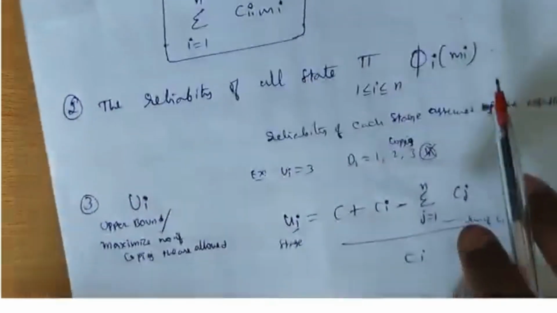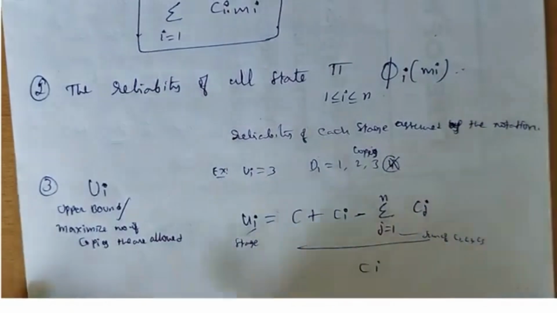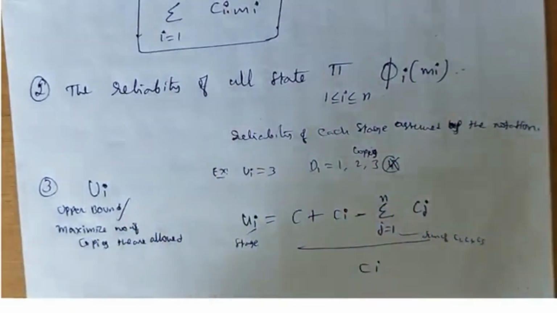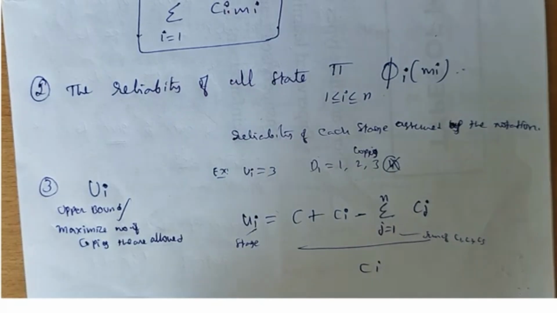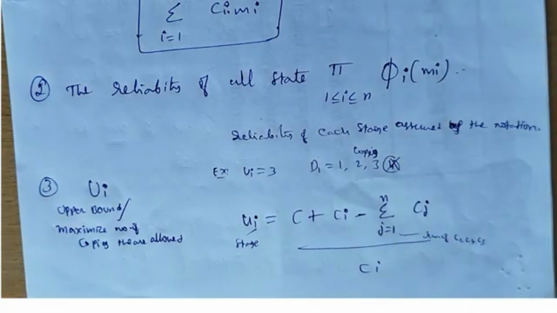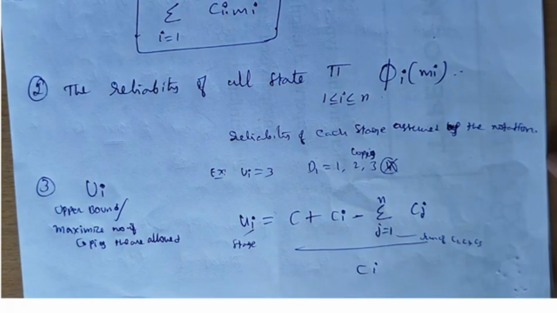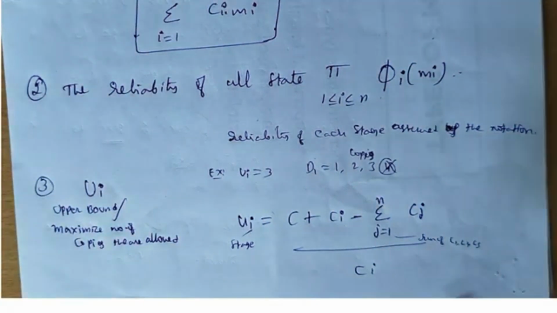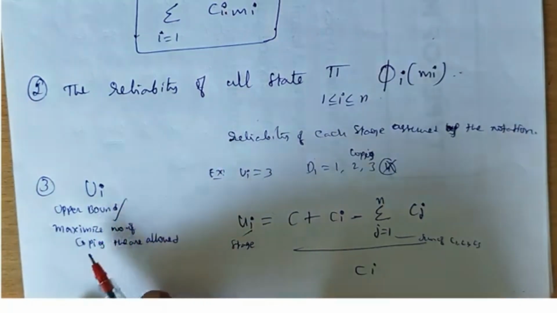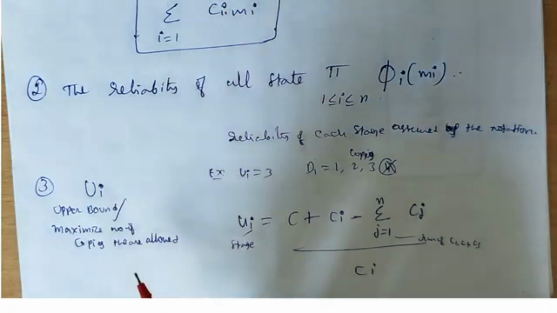Next we have to calculate the Ui value. What is the meaning of Ui? It means the upper bound value, the maximum number of copies that are allowed. Why are we using the maximum? To design the reliability, we have to arrange the maximum number of devices with less cost. So Ui is nothing but the upper bound, the maximum number of copies.